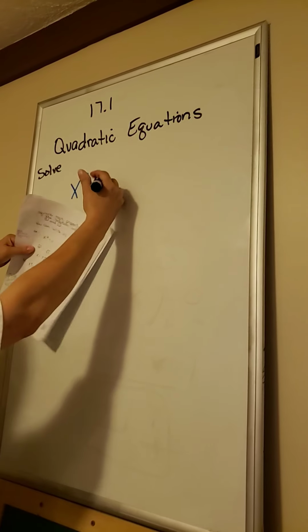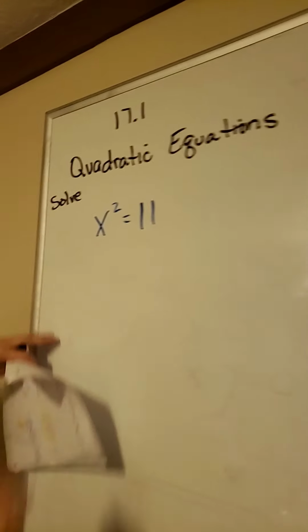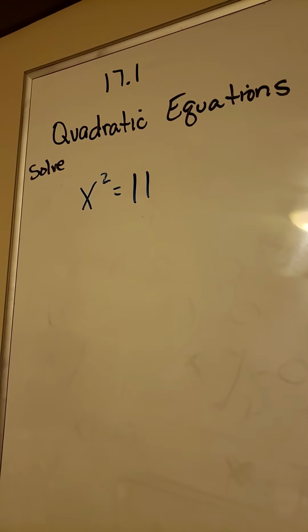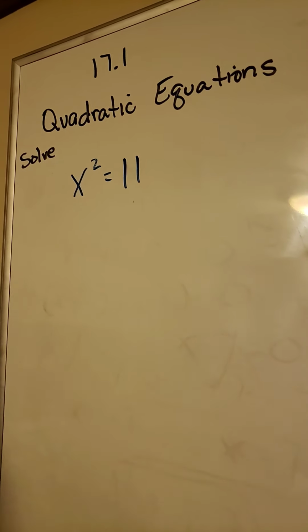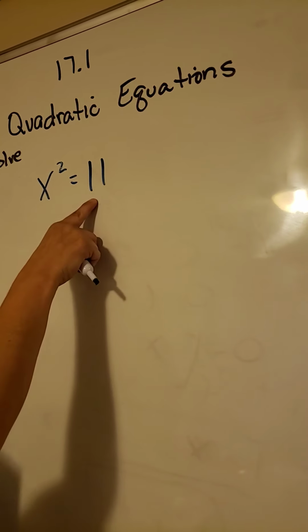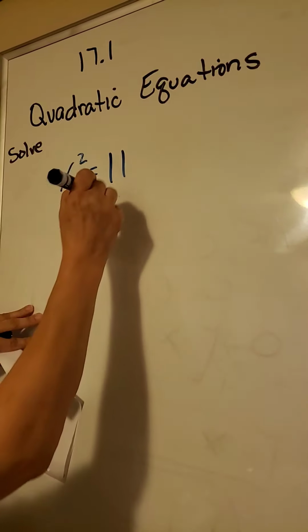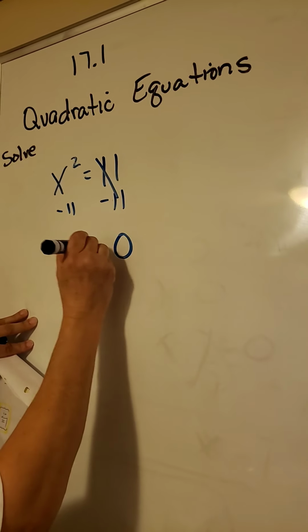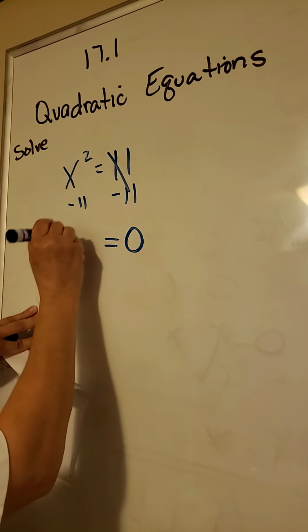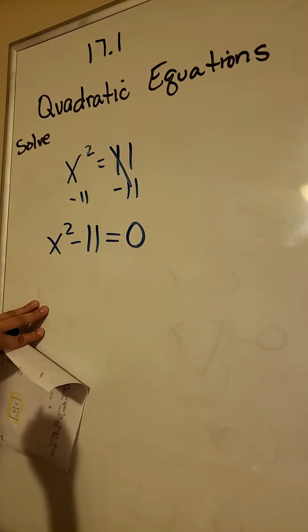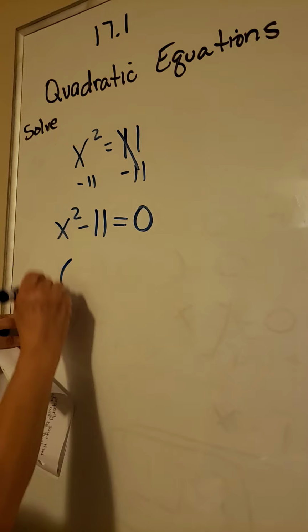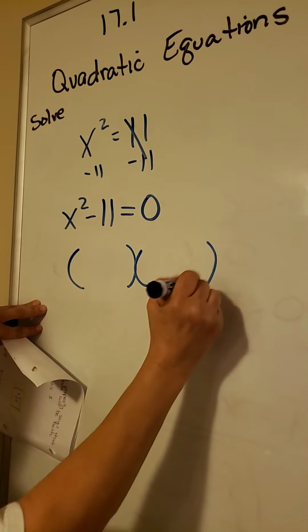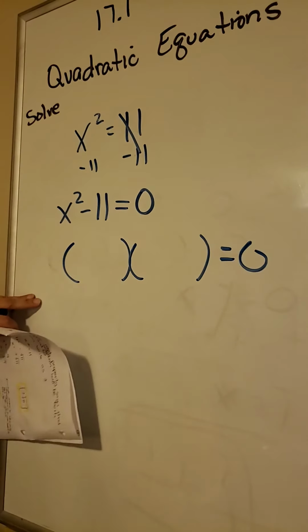I'm down to blue, which means my blacks are running out. Okay, so solve. How do we solve it? We have to have everything on one side, so we're going to move the 11 over here. So we have to subtract 11 from both sides. That's going to leave me with 0 equals x squared minus 11. It's squared, so I'm going to go ahead and factor, if possible.